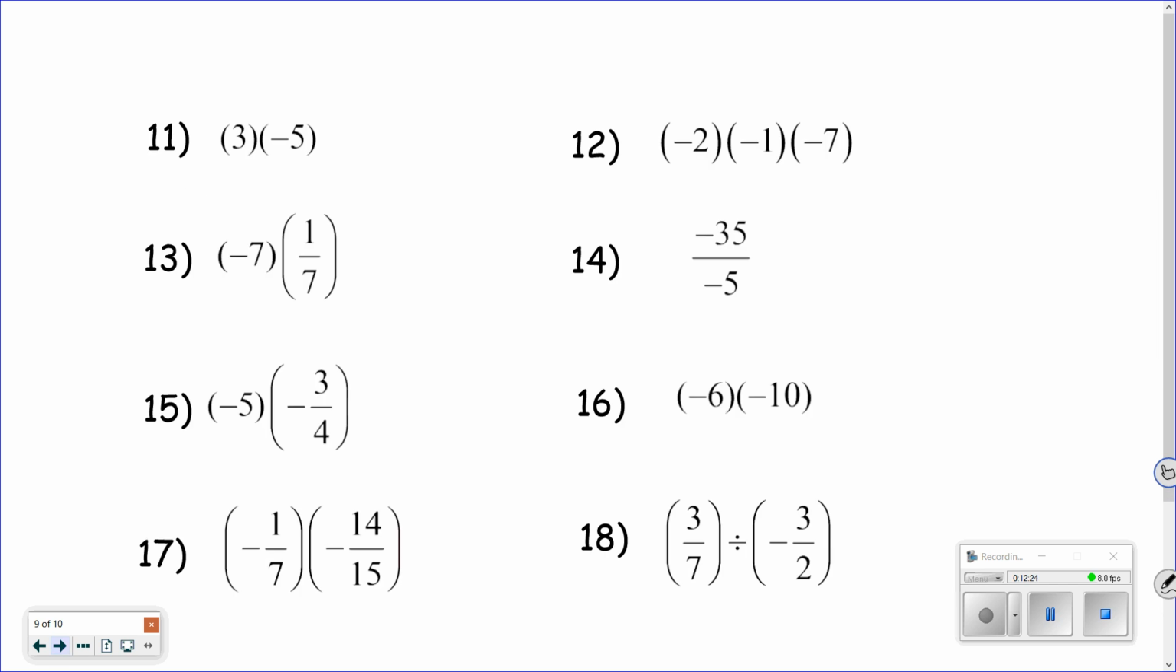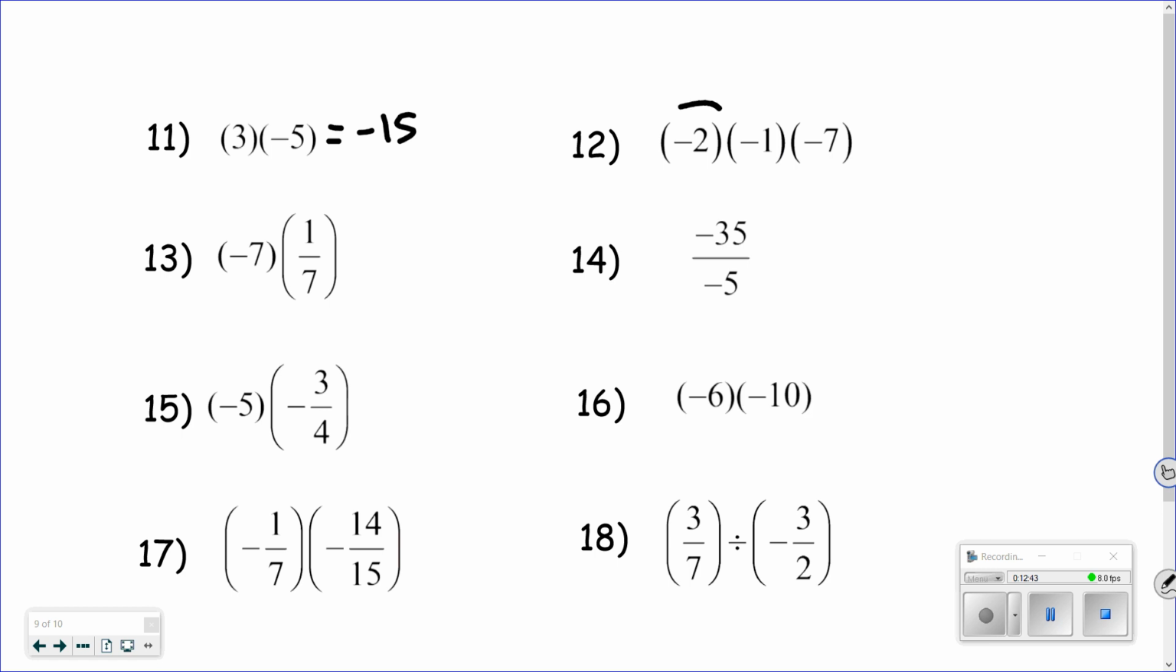Here's a few quick examples. Pause this again, work down through it, see if you've got it, and then you can start the video again. I'll show you the answers, and you can check to see if you did it correctly. Those have opposite signs. That would be negative 15.